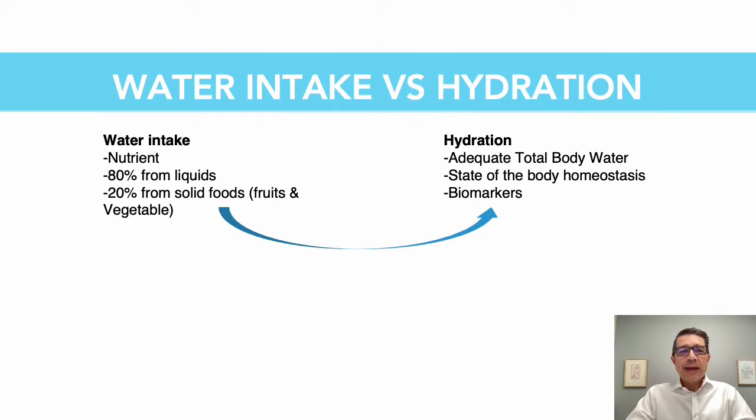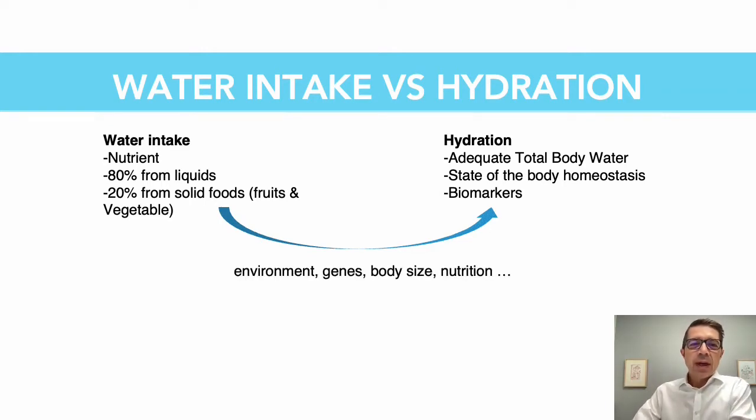And I like to make an analogy. You have water intake from one side, and then the outcome is hydration. You drink an adequate amount of water, you have an optimal amount of hydration. And of course, in between you have the environment, genes, your body size, your nutrition, and that could impact how well hydrated you are based on how much water you drink.